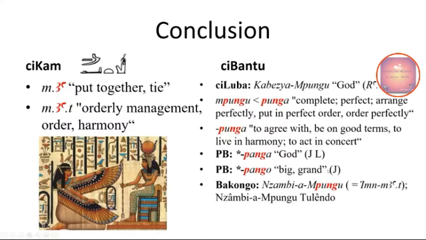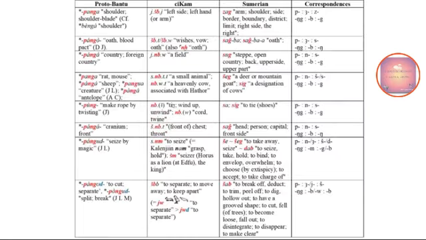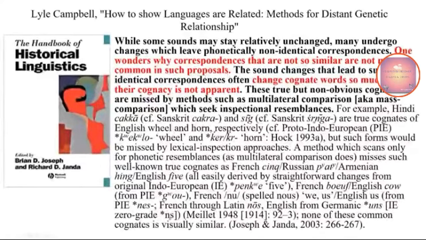So when you find in Bantu the word Mpungu for Punga, this is the Ma'at that y'all talking about in ancient Egypt. And the only way that this could be is if there was a historical relationship that they inherited from the common ancestor, which we call Chena Intu. So when we go back to this statement here, while some sounds may stay relatively unchanged, many undergo changes which leave phonetically non-identical correspondences.